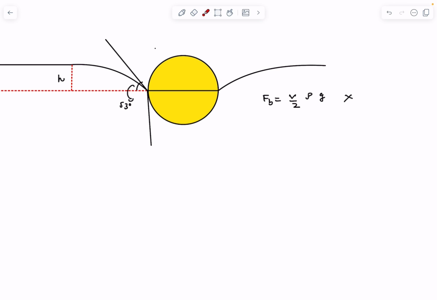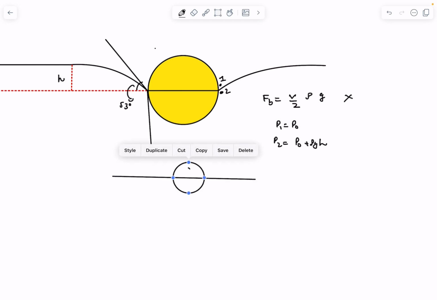So if you observe something, if I go from just outside to just inside, there is a jump discontinuity in pressure. Let's call the point just outside as 1 and the point just inside as 2. So the pressure at point 1 is P naught and the pressure at point 2 is P naught plus rho gh.